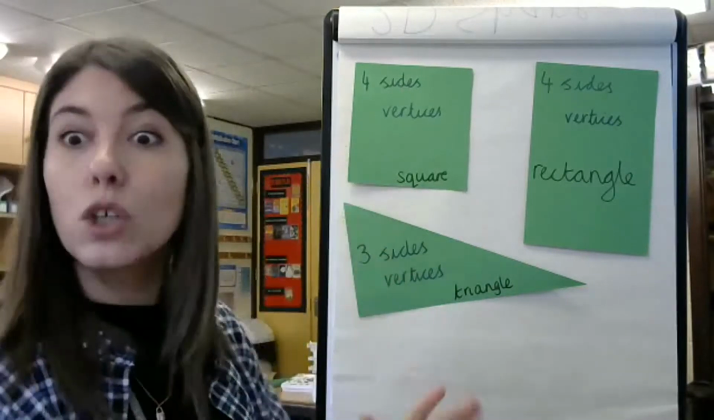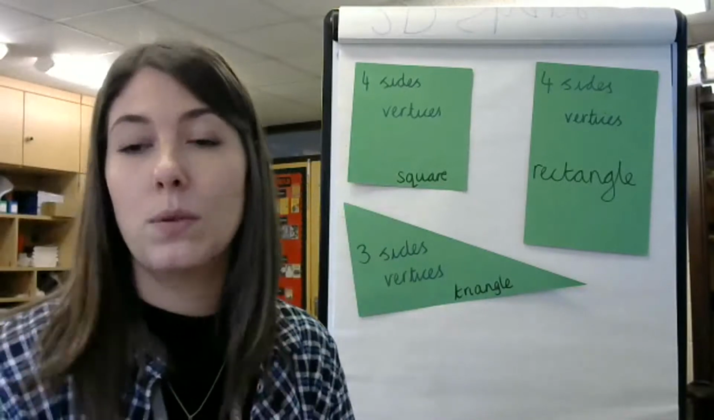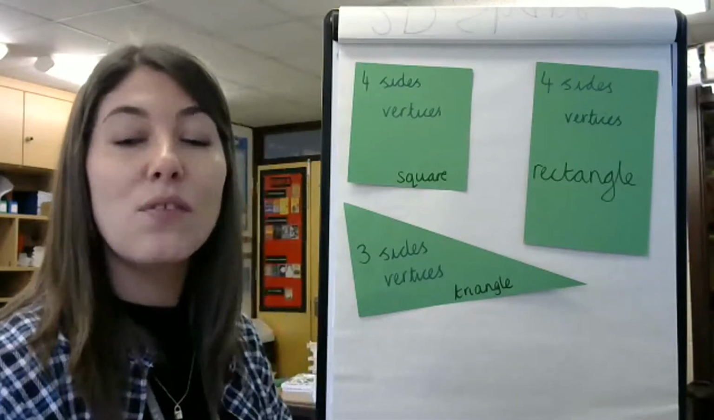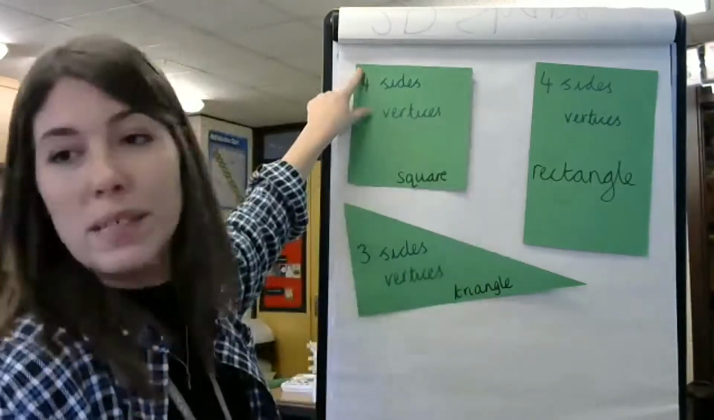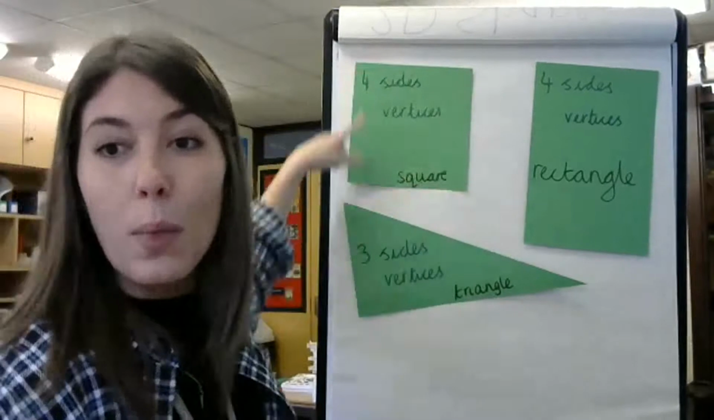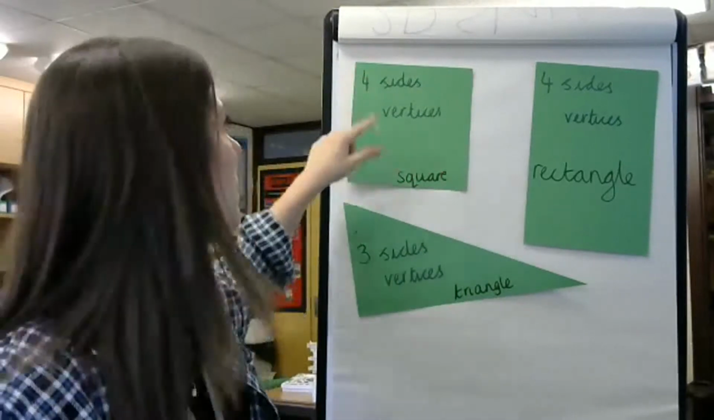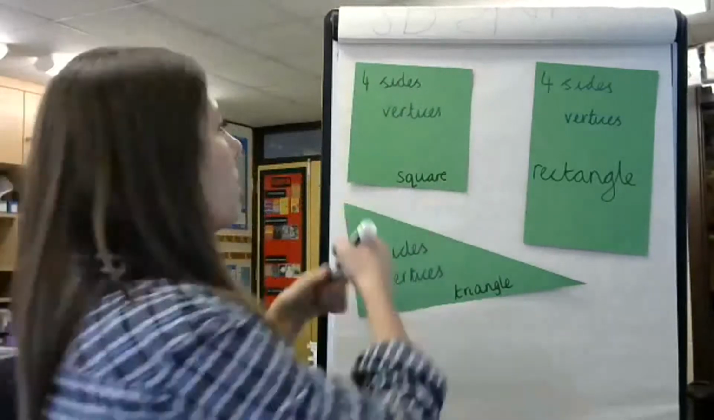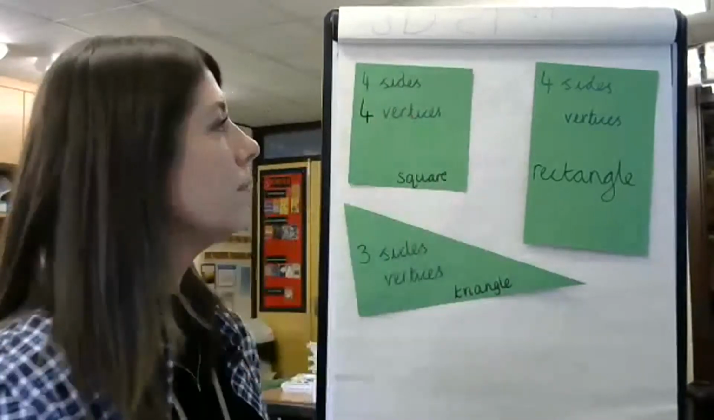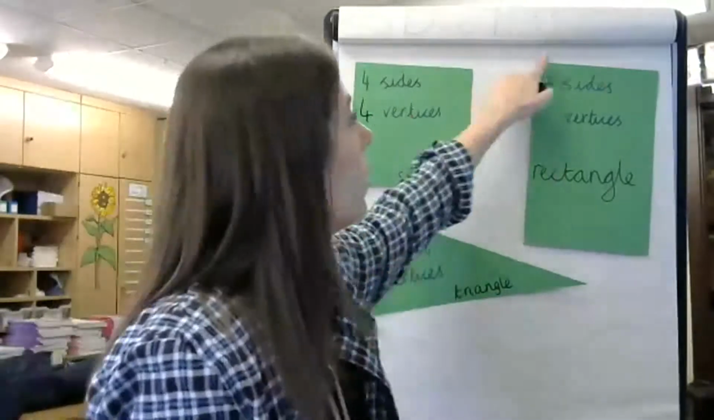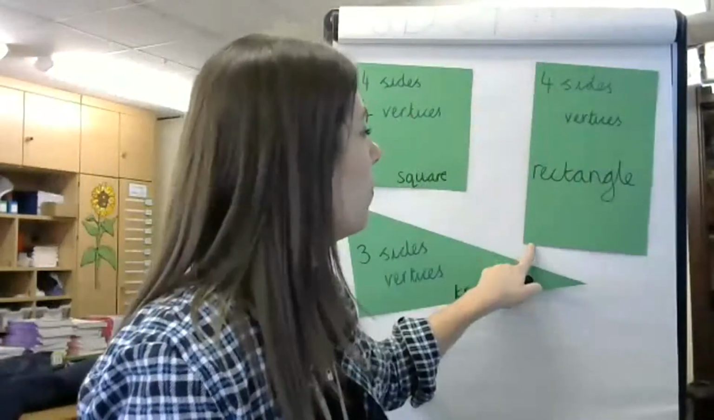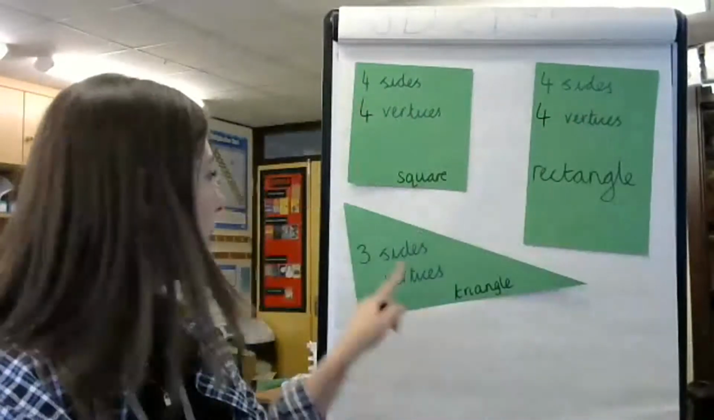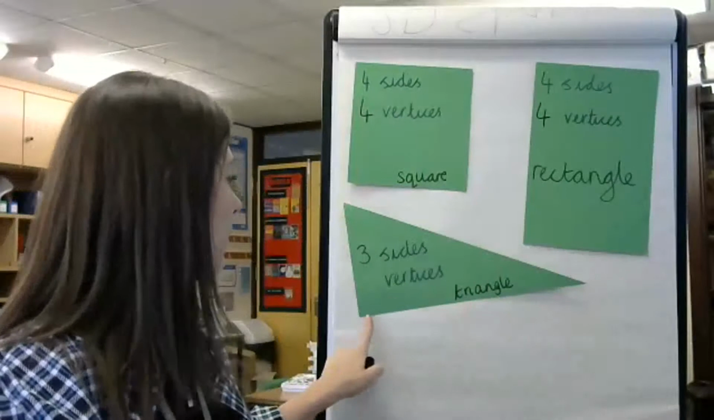Remember, vertices means the corners, but we don't call them corners when we're talking about shape. We use that terminology, vertices. Let's count the vertices. One of them is a vertex. More than one of them, vertices. Let's count them all up together. 1, 2, 3, 4. This has 4 vertices. Let's do the same for the rectangle. 1, 2, 3, 4. And then for our triangle, 1, 2, 3.